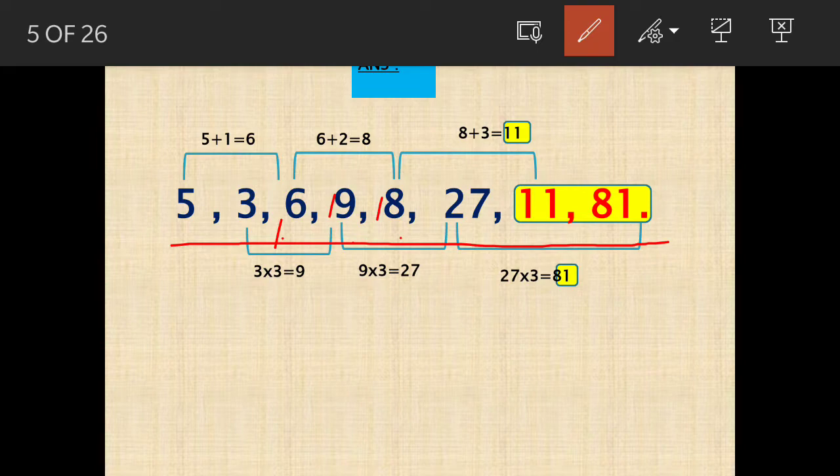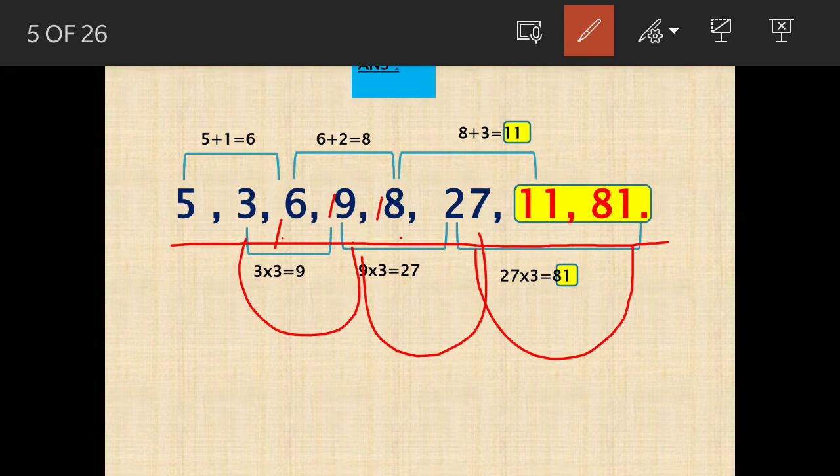But if you see the alternate terms, they are in a definite pattern like 3, 9, 27. These are all multiples of 3. So if you have to find the last number, it will be 27 into 3. Like 3 into 3 is 9, 9 into 3 is 27, and then 27 into 3 is 81. So this is how our term comes here.